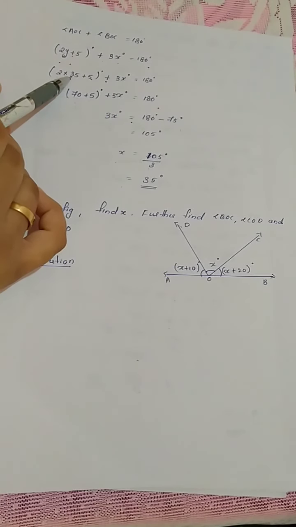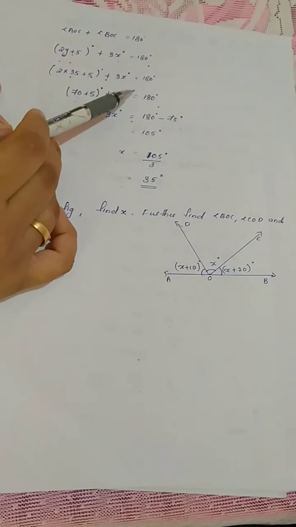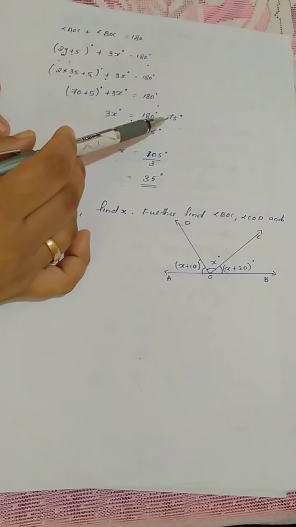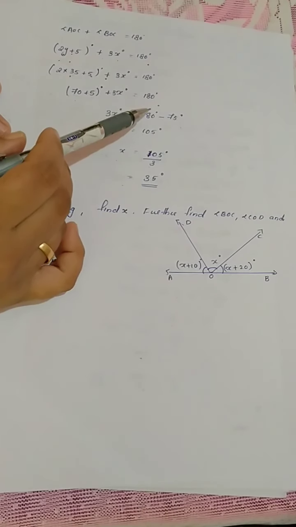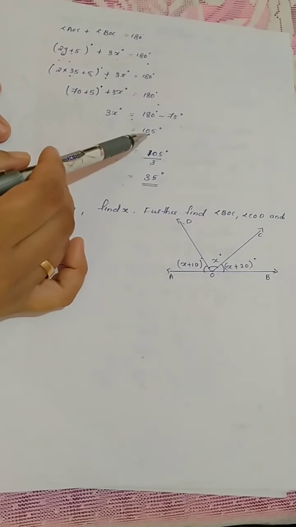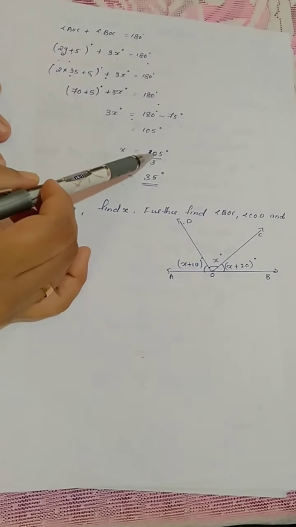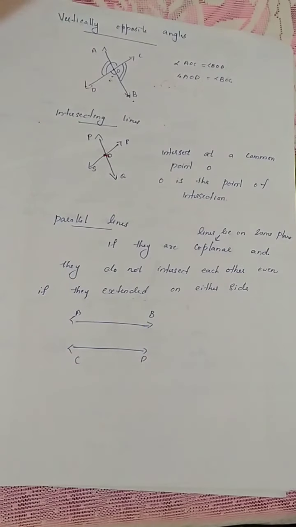2 into 35 is 70. 70 plus 5 is 75. 75 plus 3x equal to 180 degrees. Here taking the 75 to the opposite side, that is, 3x is equal to 180 degrees minus 75, that is equal to 105 degrees. So x is equal to 105 divided by 3, equal to 35 degrees.